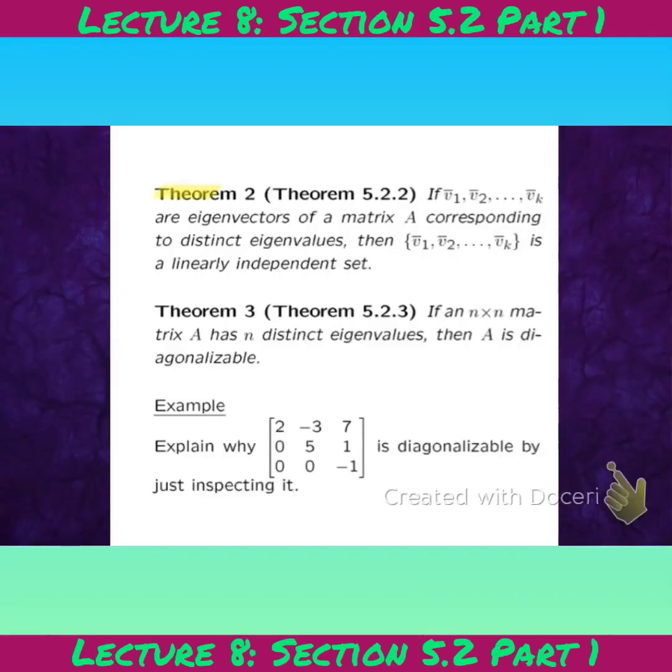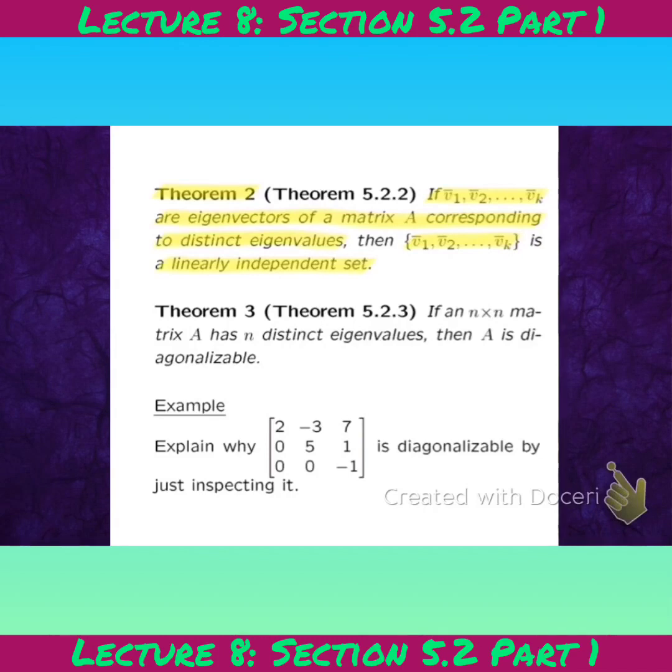Right, so theorem 2 is quite interesting. It says that if you've got k eigenvectors of a matrix A corresponding to distinct eigenvalues, then that set of vectors is definitely going to be linearly independent. Okay, so whenever you've got a set of vectors that correspond to distinct eigenvalues, that set is always going to be linearly independent. We'll look at the proof just now because it adds value to our understanding of diagonalization and all of that.